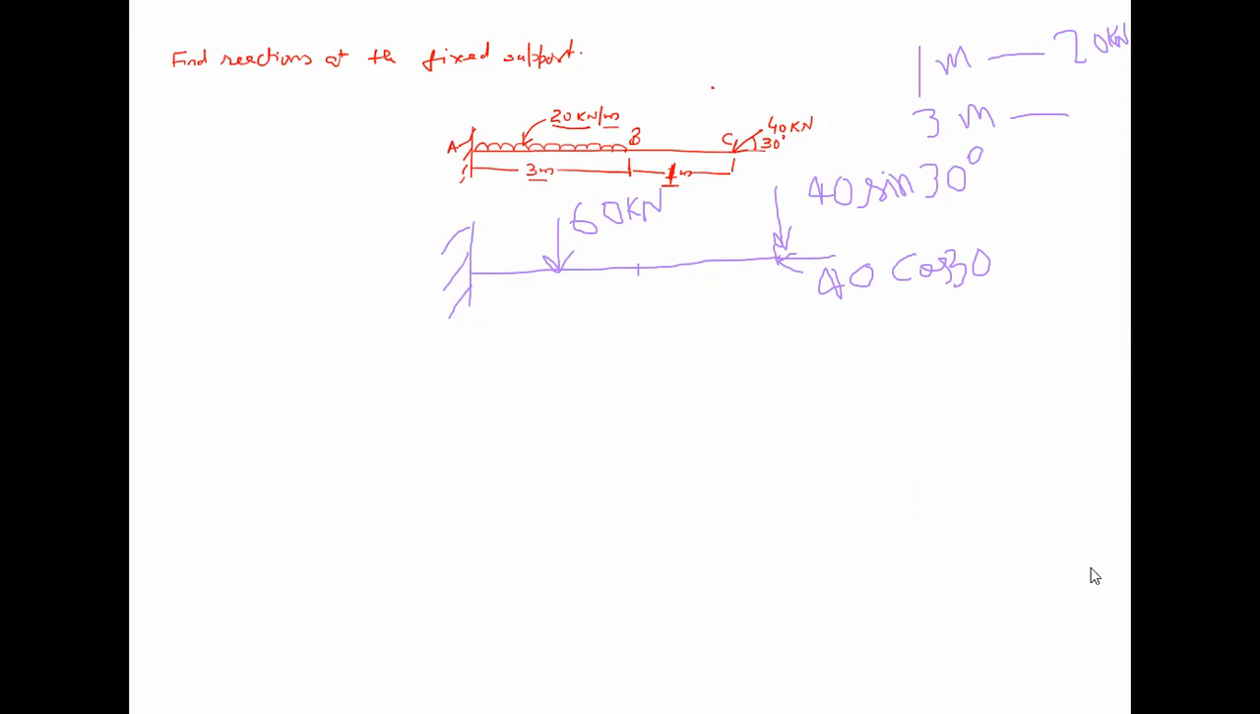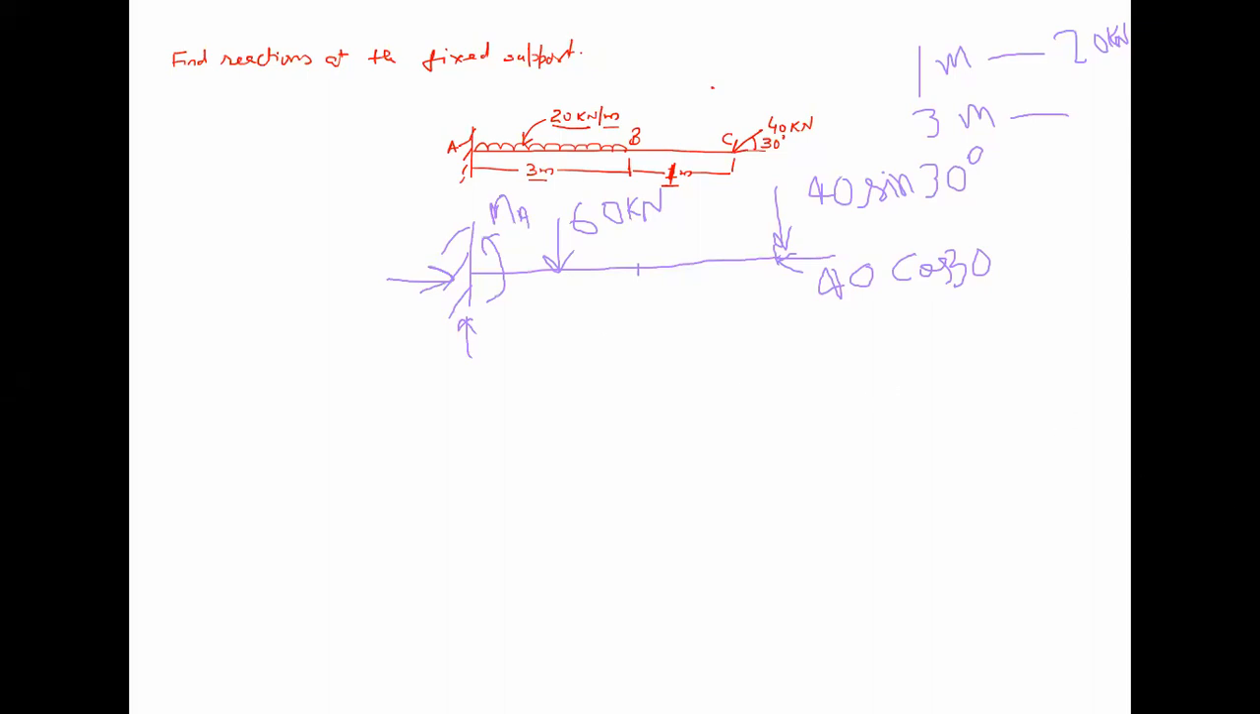Okay, good. So this is our simplified version of the problem. If you want to determine reactions, then apply here a horizontal reaction, here a vertical reaction, and here a moment. Let's name it MA, and here HA, here VA, and just balance horizontal forces, vertical forces, and moments. You will finally get the values of all the reactions.